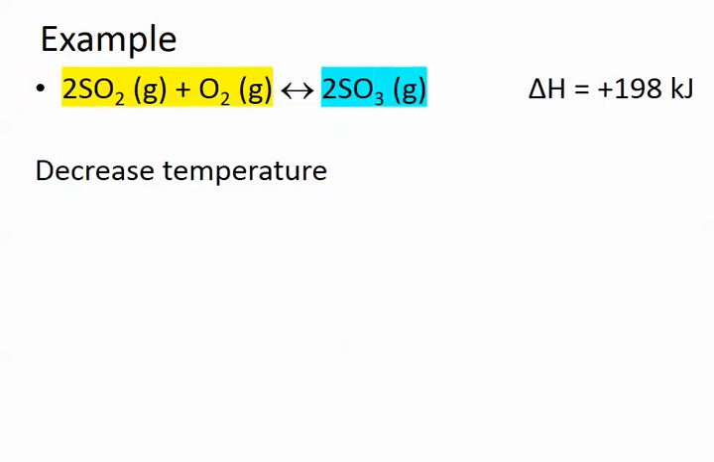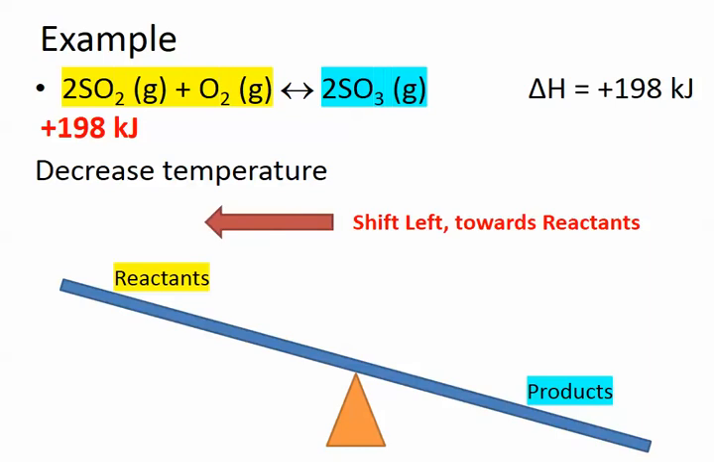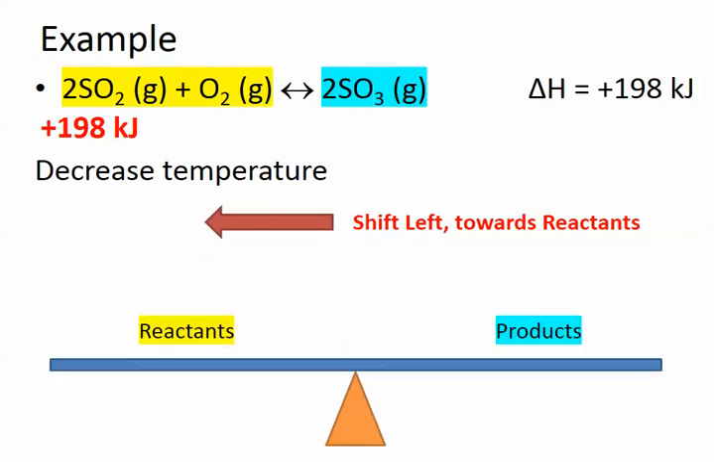And then for decreased temperature, we still have an endothermic reaction. The delta H is positive, so it's going to be on the reactant side. We're decreasing the temperature, which is like removing a reactant, so we're going to shift towards the reactants in order to compensate and restore equilibrium.